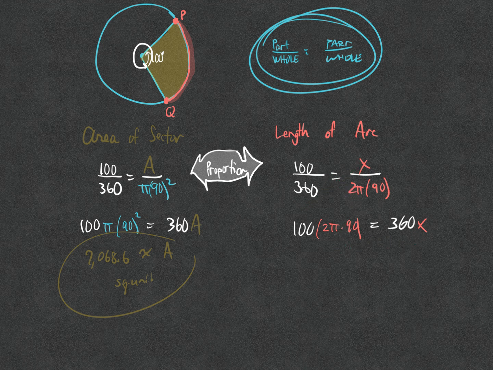Cross multiplying 100 times the red part equals 360 times x. Dividing both sides by 360. And we get an arc length of about 157.08 units long from P to Q.